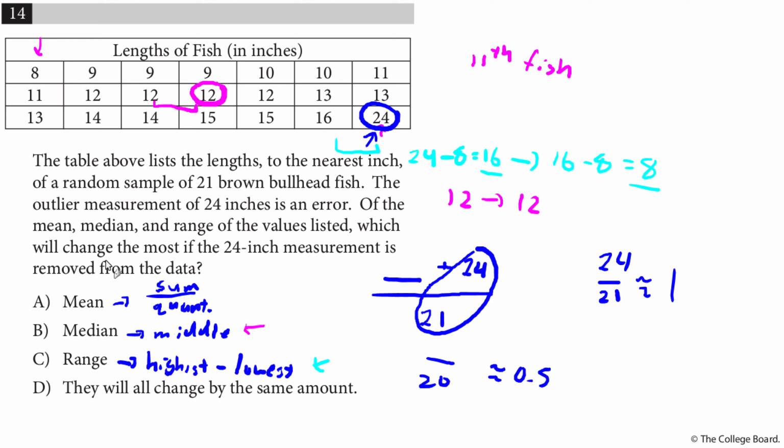So, which will change the most if the 24-inch measure is removed will be the range. And in most cases, there can be special cases, but in most cases, the range will change the most if I drop off a big number or a small number, because now the entire difference here is all accounted for in the range.